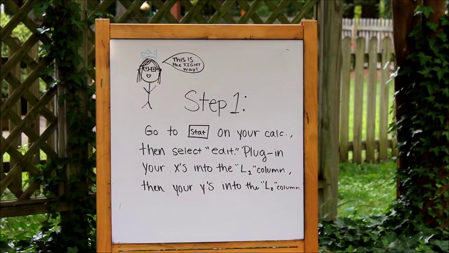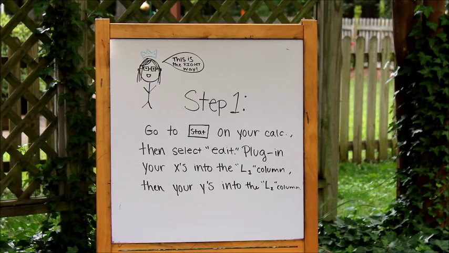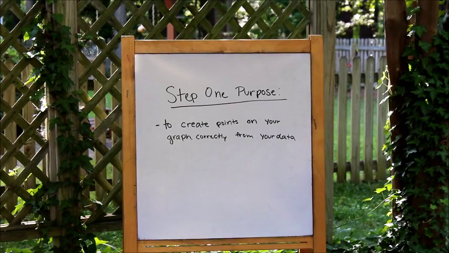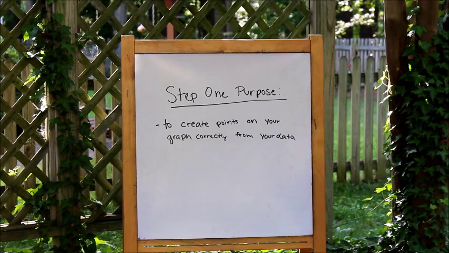Step 1. Go to Stat on your calculator, then select Edit. Plug in your x's into the L1 column, then your y's into the L2 column. The purpose of Step 1 is to create points on your graph correctly from your data.